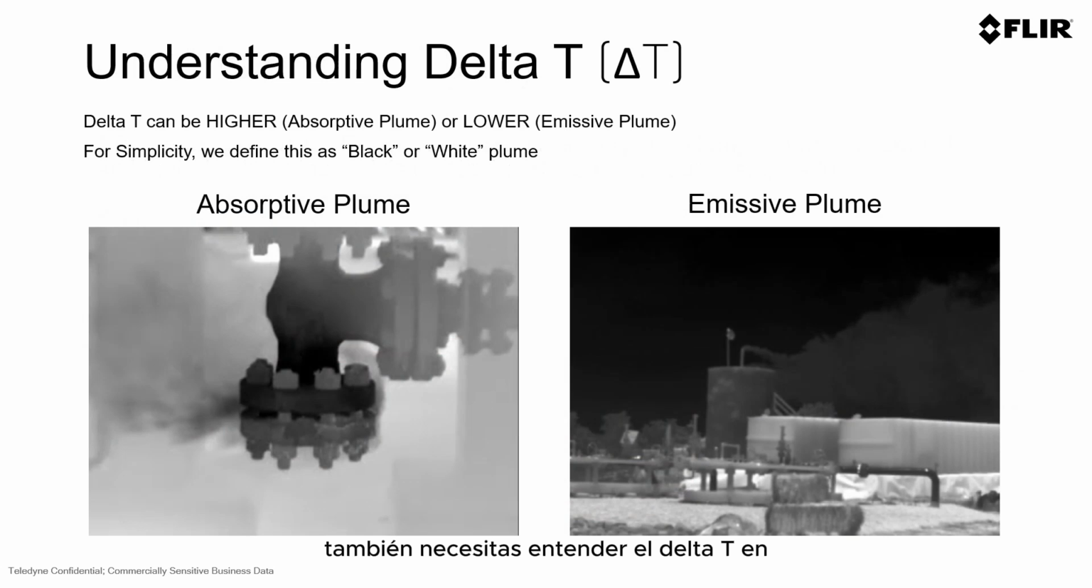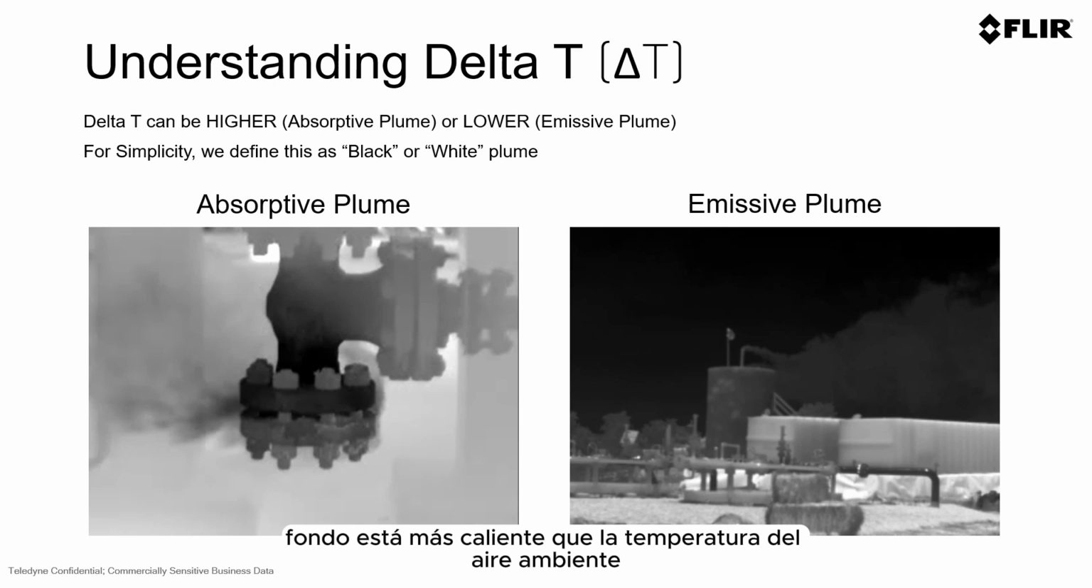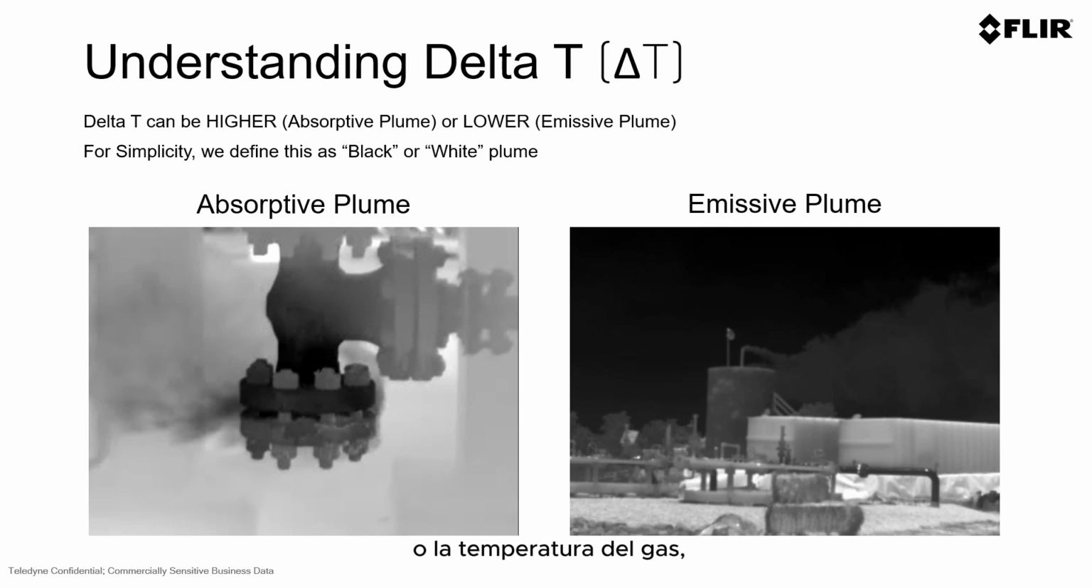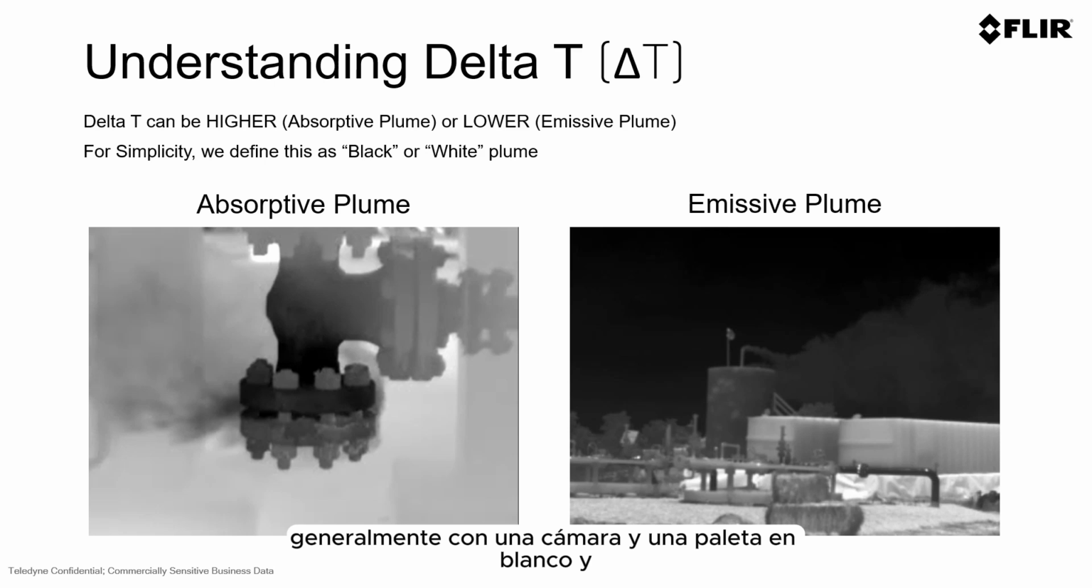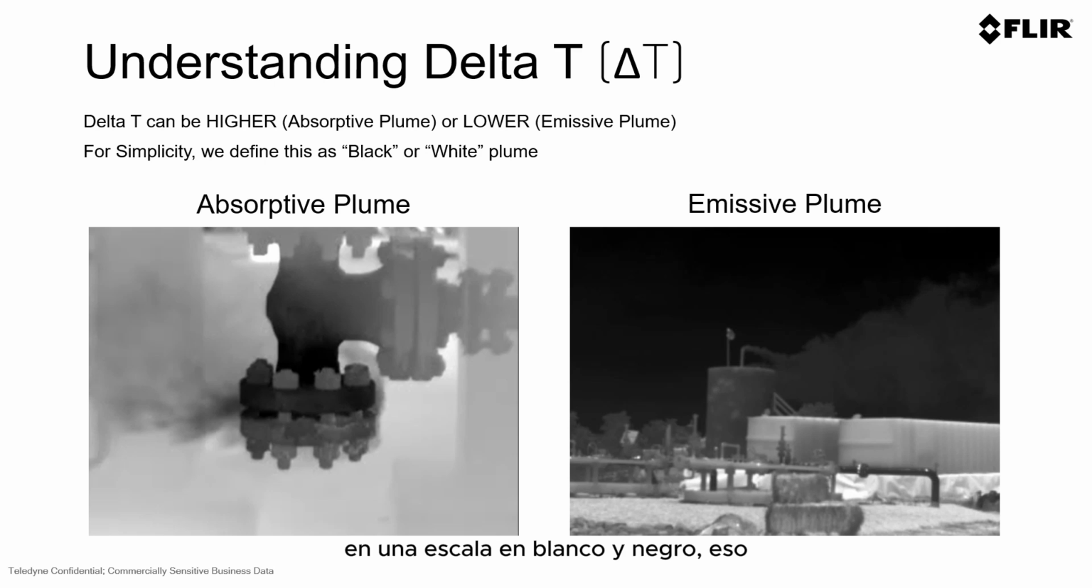You also need to understand delta T in the various types of plumes that you may have. In some cases, delta T will be higher, which is usually an absorptive plume. What this means is the background is hotter than the ambient air temperature or the gas temperature. Generally, with a camera in white hot palette, like most OGI cameras are used in a black and white scale, that's actually going to show a black plume.